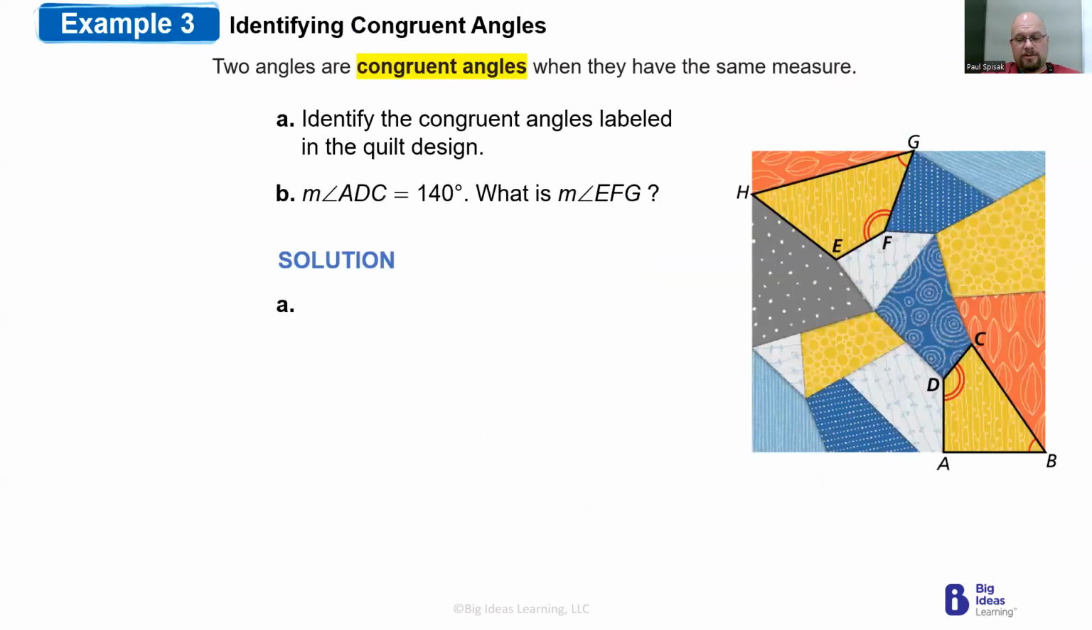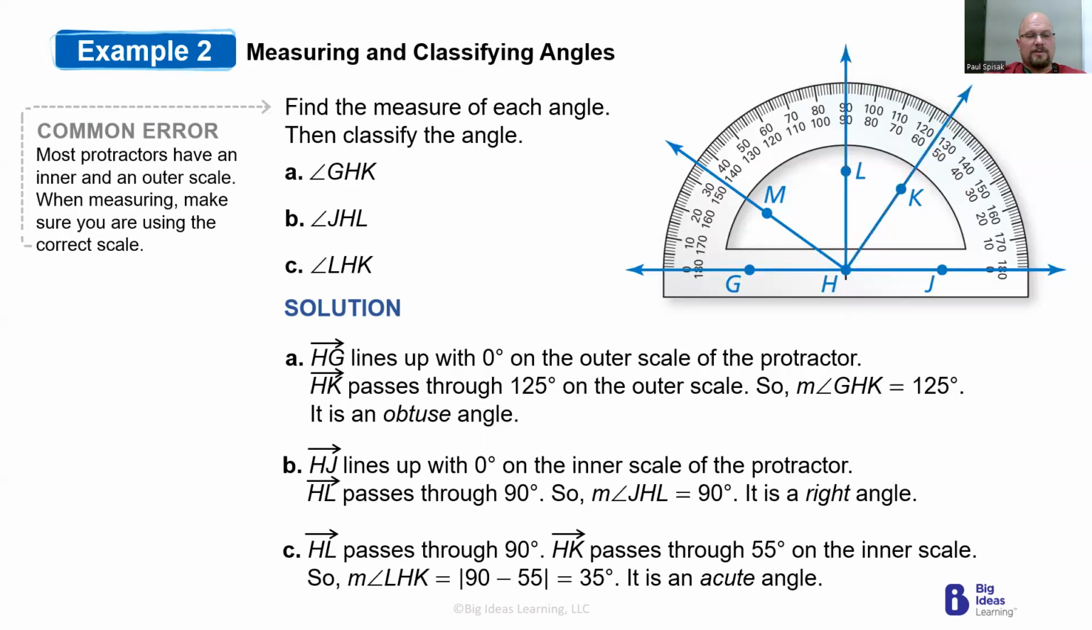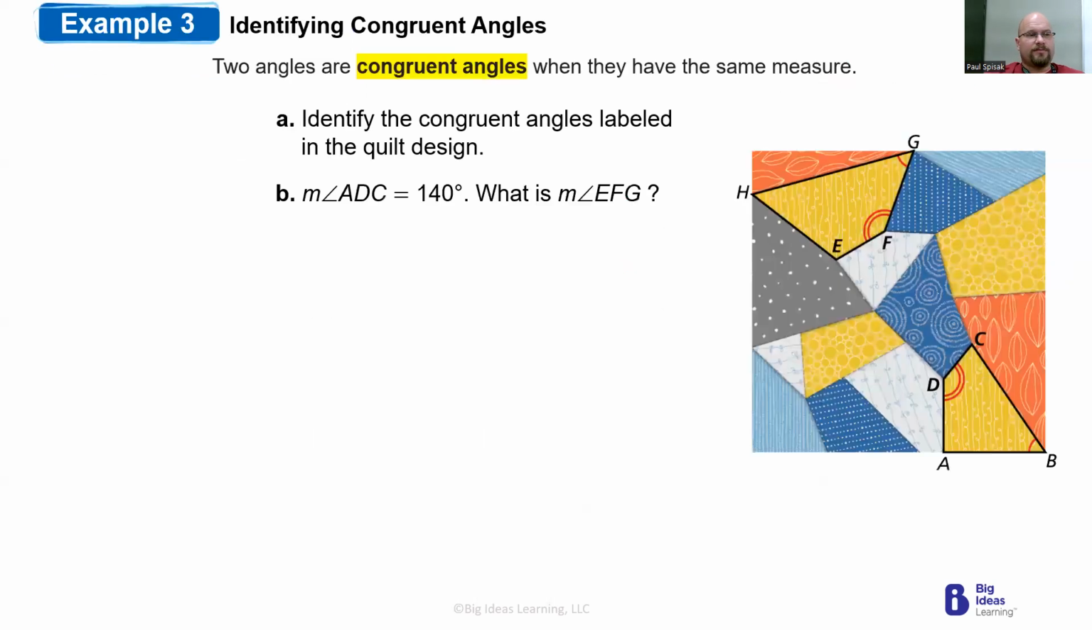And again, that last one, since it is 35 degrees, is an acute angle. All right, on the next one. So now, identify congruent angles.